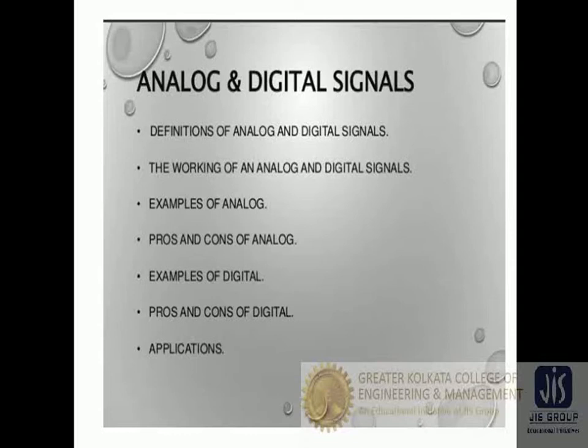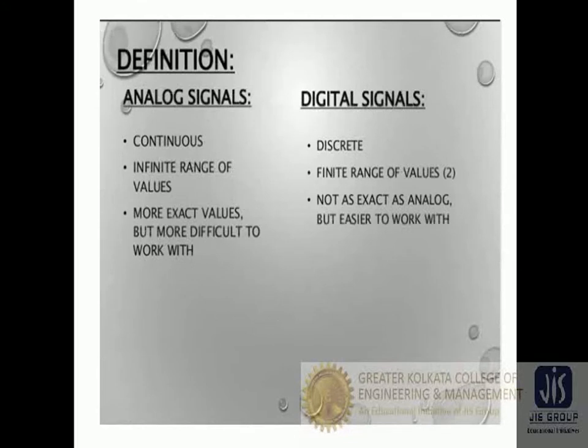Let's move to the first topic, definitions of analog and digital signals. First comes the analog signal. Analog means it is continuous in nature, and it has an infinite range of values. We will discuss step by step. More exact value but more difficult to work with. We'll explain each and every point of these analog signals. It is continuous, it has an infinite range of values, and more exact values but is difficult to work with.